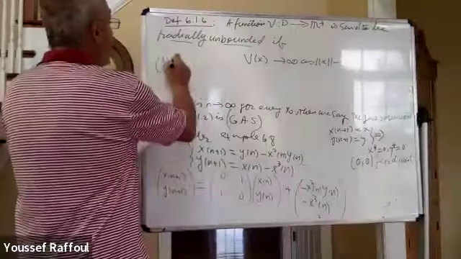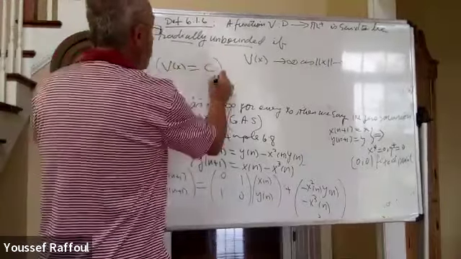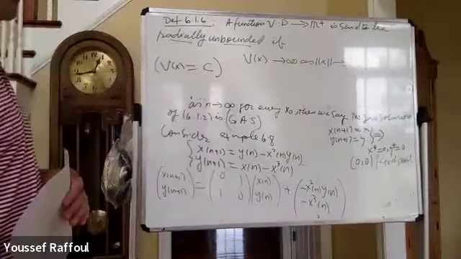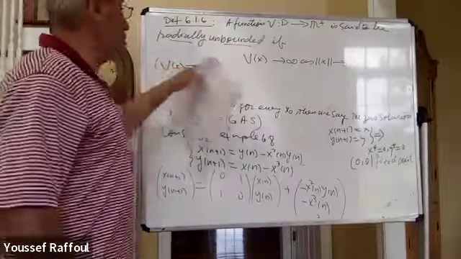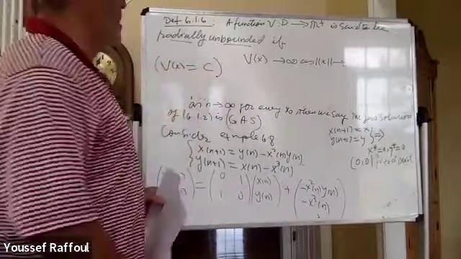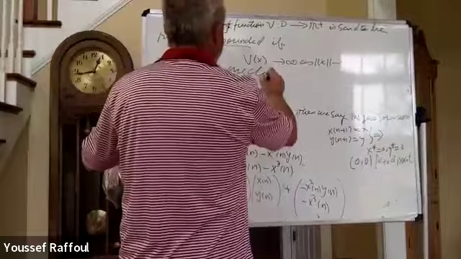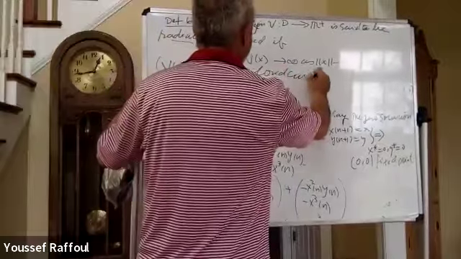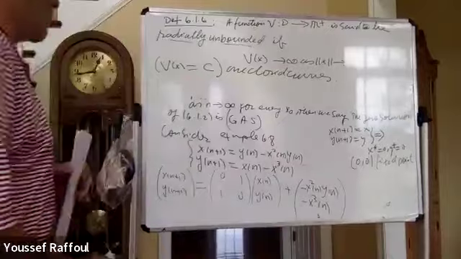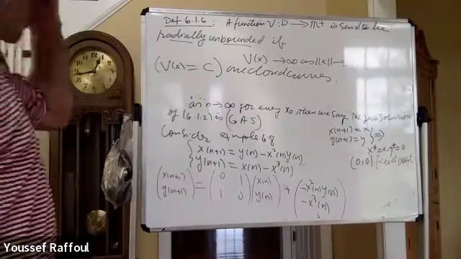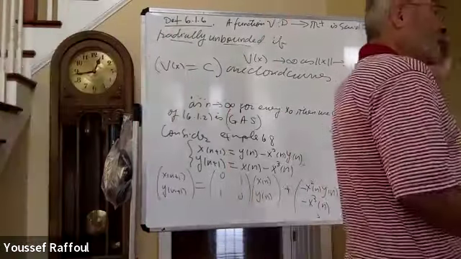So this means that v of x equals some constant c. Whatever v of x, if this is true, then v of x equals c, a closed curve. Okay? This is what it really means. Let's take a look at a function.